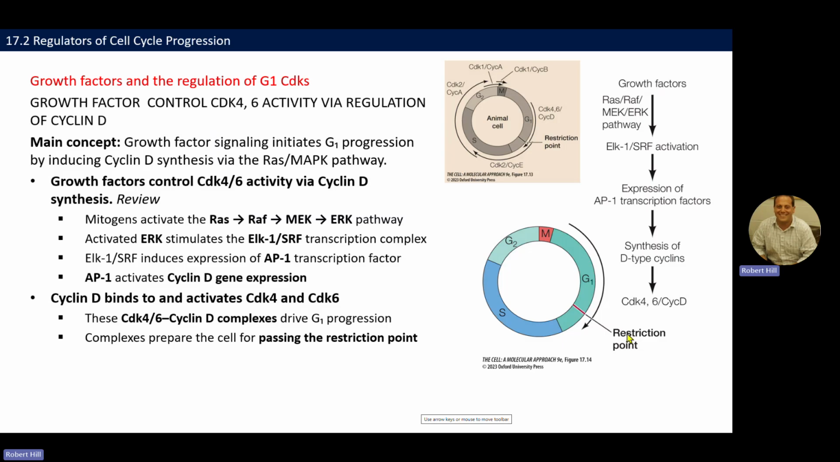So it's listed out: you get growth factors, activation of the MAP kinase pathway, activation of ELK1 and serum response factor, and expression of AP1 transcription factors, and ultimately synthesis of cyclin Ds. Cyclin Ds can bind to CDK4 and CDK6, and then these can get us past the restriction point.